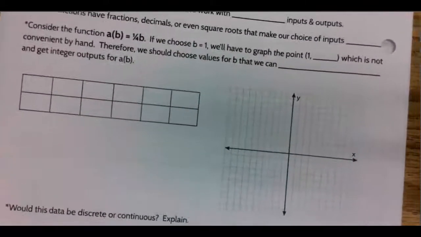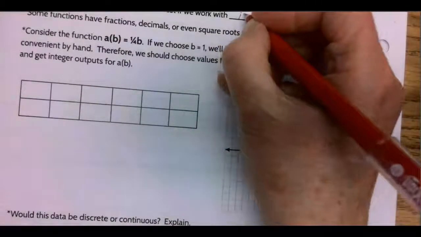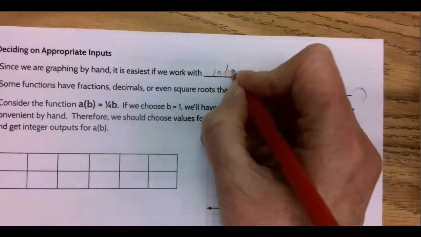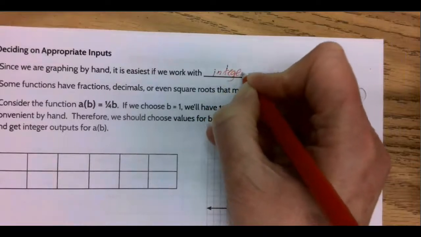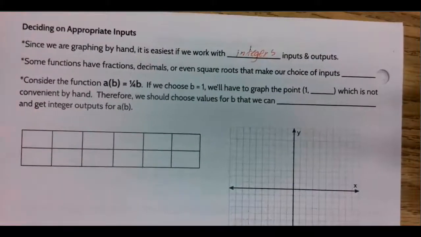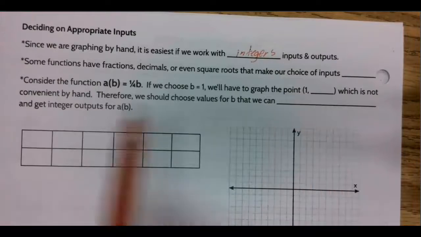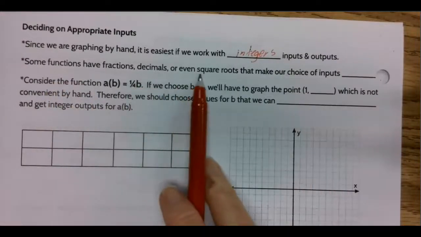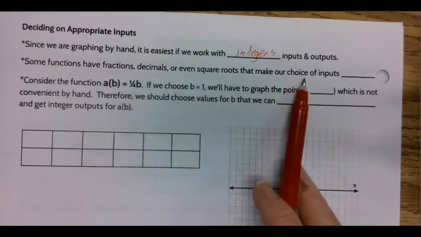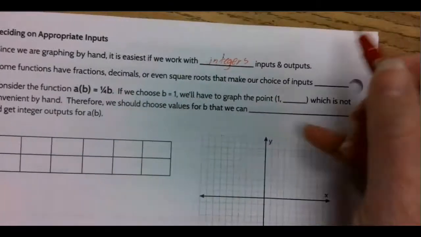Since we're graphing by hand, it is easiest if we work with integers. And I was kind of referring to that already. You could choose fractions and decimals, but man, it's easier to graph integers. I'll show you what we're going to do if we have to graph fractions. So, some functions have fractions and decimals or even square roots that makes our choice of inputs critical.